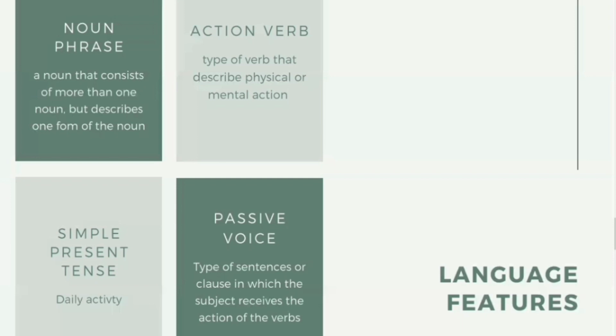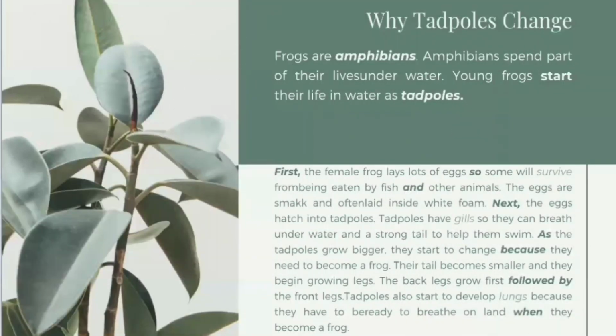Second example: my sister ate my bread. My sister is the subject and my bread is the object. You can change my bread into the subject and my sister into the object. So my bread was eaten by my sister. That is the passive voice. Next, we continue to an example of the explanation text.